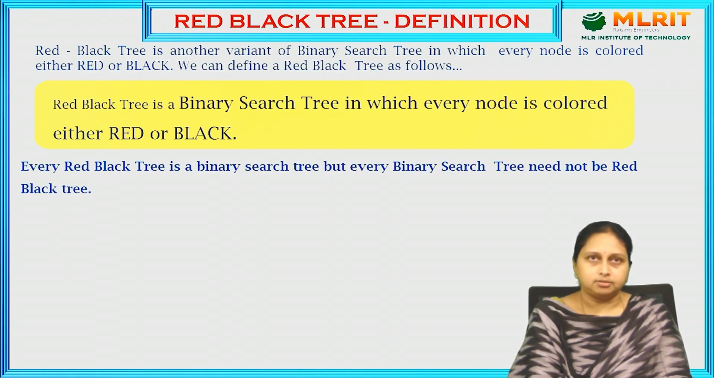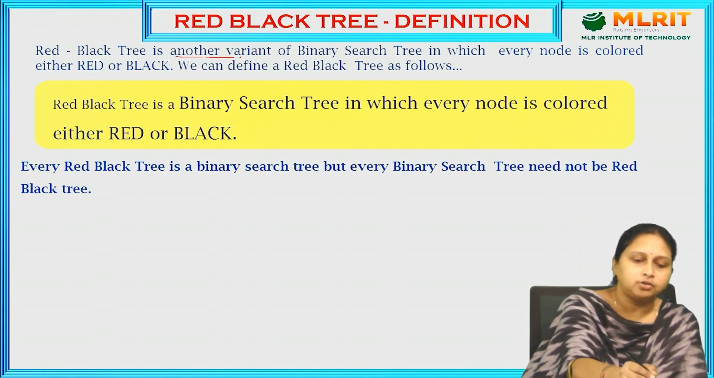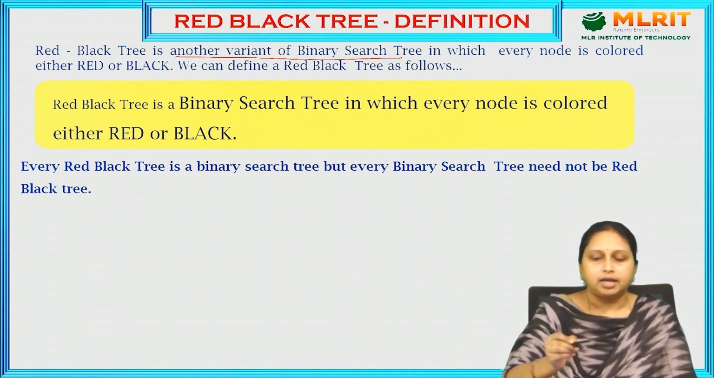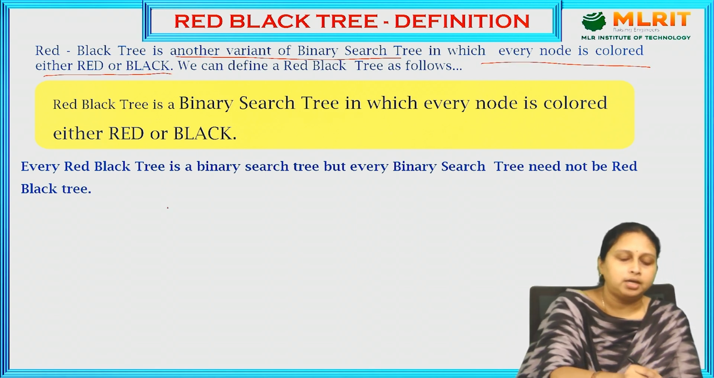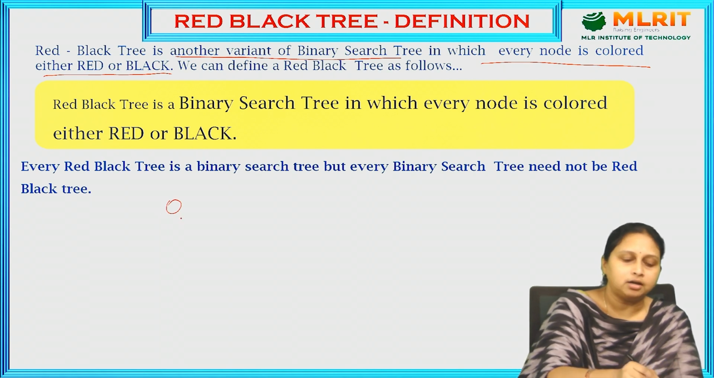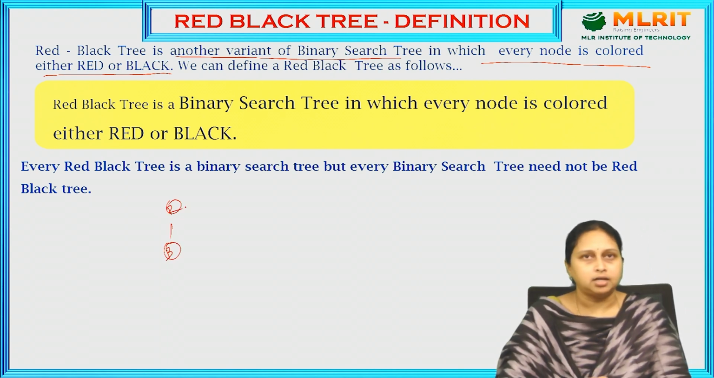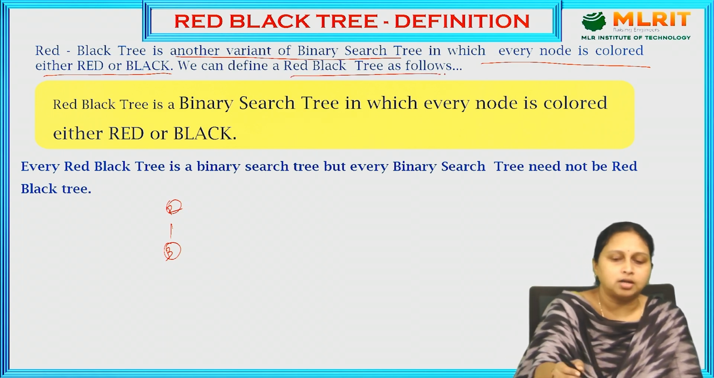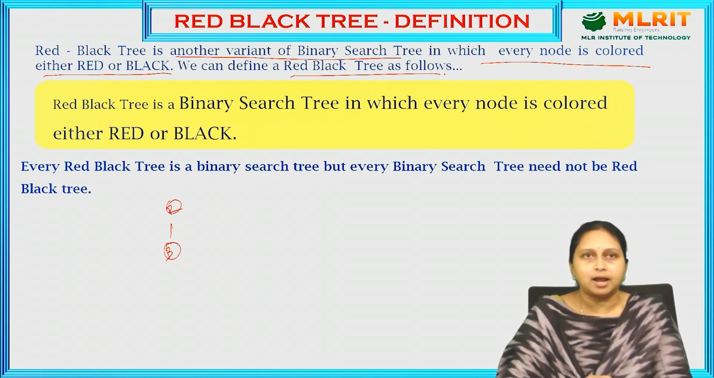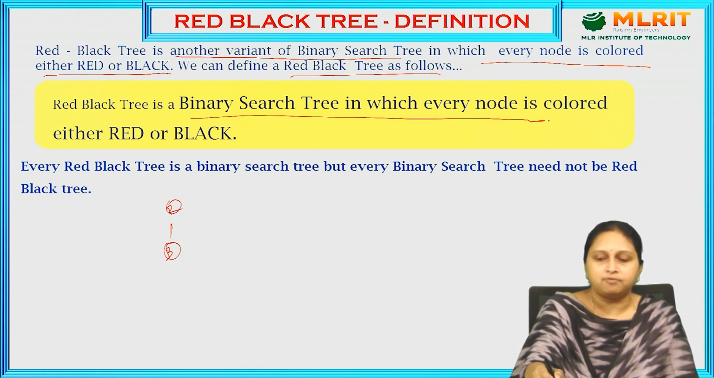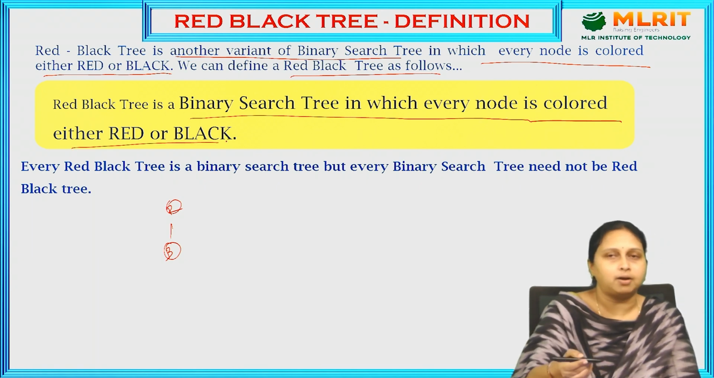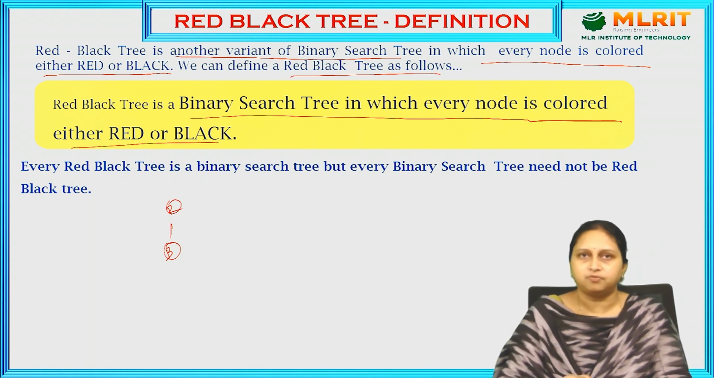What is a red-black tree? A red-black tree is another variant of a binary search tree in which every node is colored either red or black. You may have a node with red color or a node with black color. We define those types of trees as red-black trees. In short, a red-black tree is a binary search tree in which every node is colored either red or black, as we have seen in the previous definition.